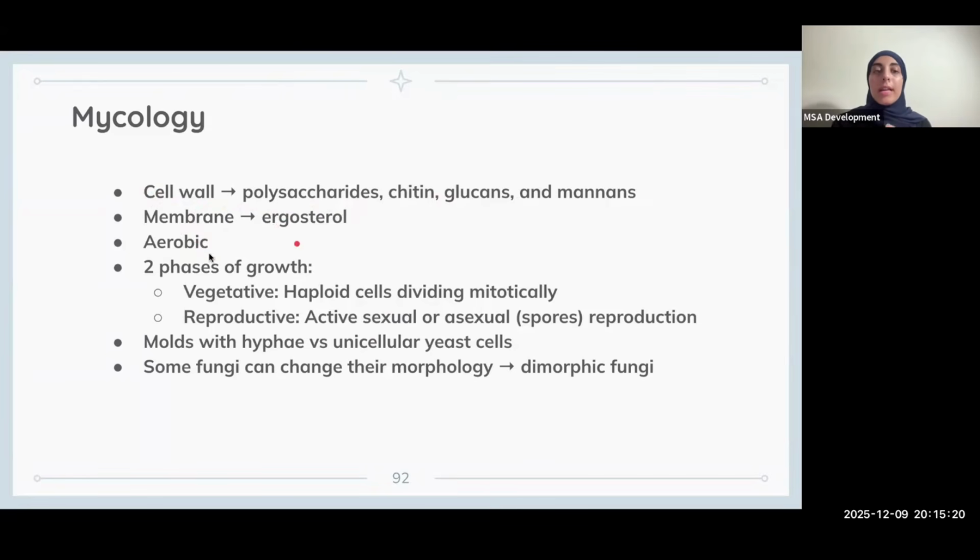Fungi are aerobic, and they have two phases of growth, vegetative phase and the reproductive phase. Vegetative is just mitosis, it's just the cell dividing to grow longer, for the hyphae to grow. But reproductive is when you have sexual or asexual reproduction, asexual by spores. All right. So another thing for fungi, they can have hyphae, which are these long hyphae, and they can have septa, and you can have also unicellular yeast cells. Some of them change back and forth between the hyphae and the yeast. We call them dimorphic.